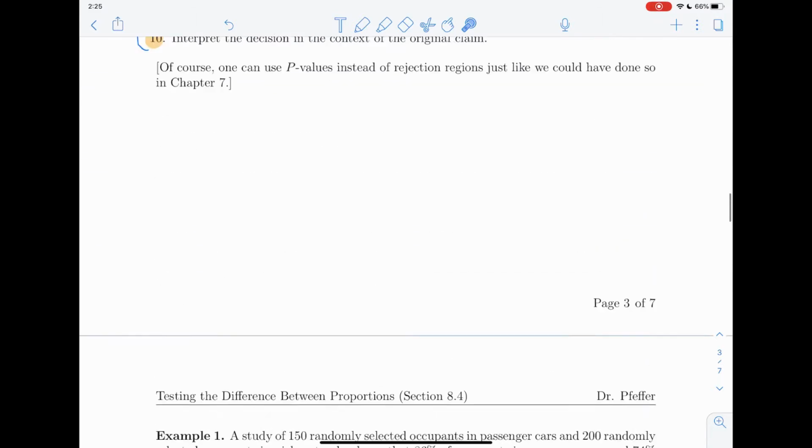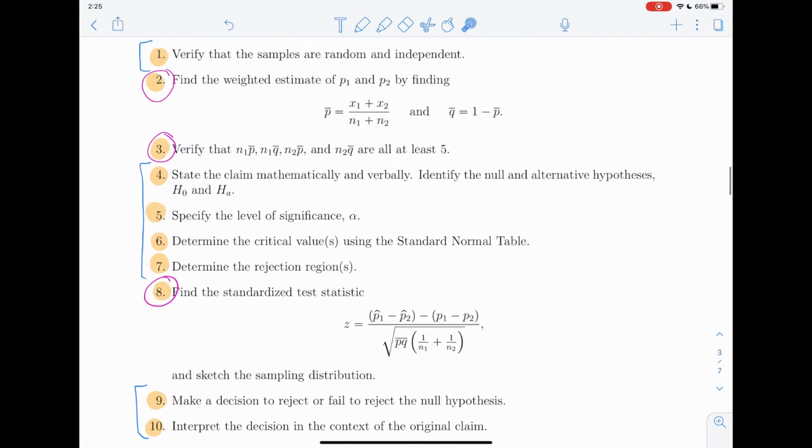So we're going to start, again, we're looking at the step-by-step procedure. We're going to start at the beginning and verify some hypotheses. We're going to verify the samples are random and independent, and then we're going to have to figure out what our x1, x2 are to compute our p bar, q bar, and then we're going to have to build out what these values are and verify that they're all greater than or equal to 5. So let's take a look.